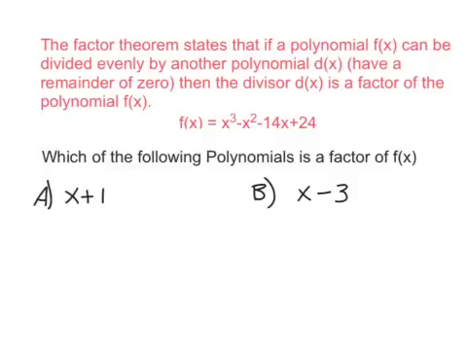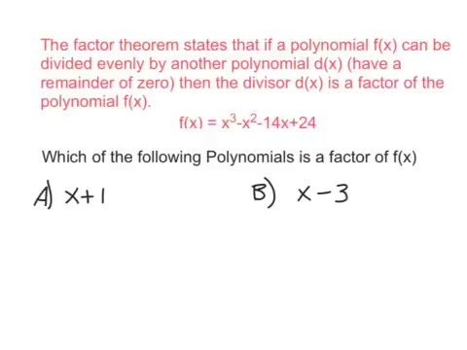All right, so now the factor theorem. The factor theorem states that if a polynomial f of x can be divided evenly by another polynomial d of x, that means they have a remainder of 0, then the divisor d of x is a factor of the polynomial f of x. So determining that is pretty simple. We're going to do an example here.